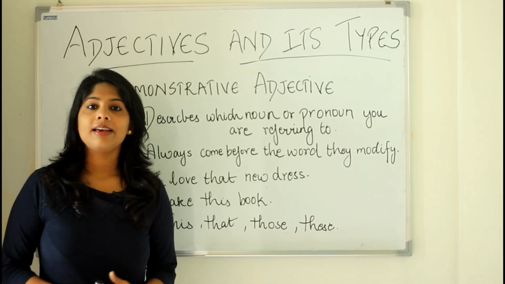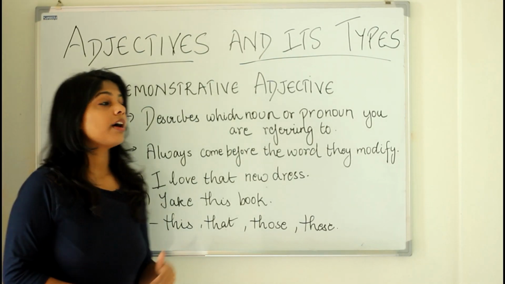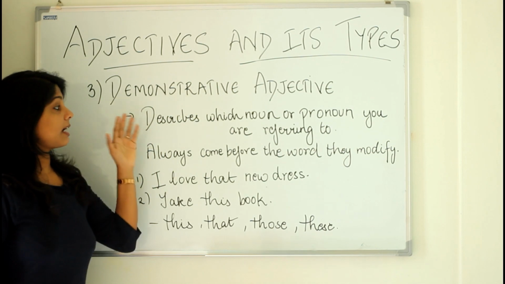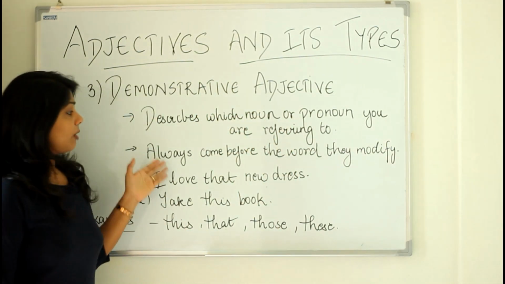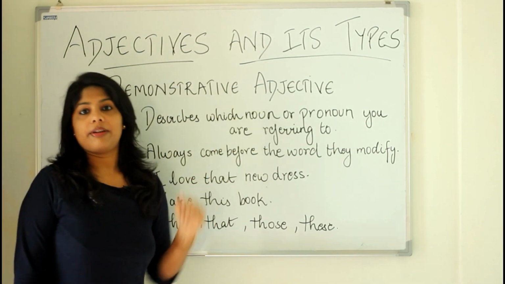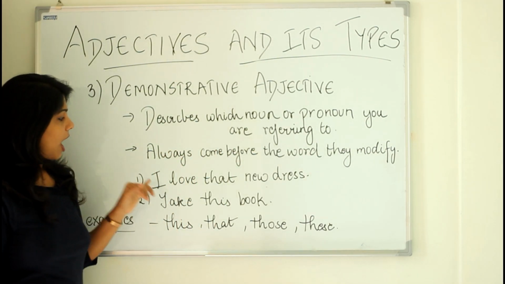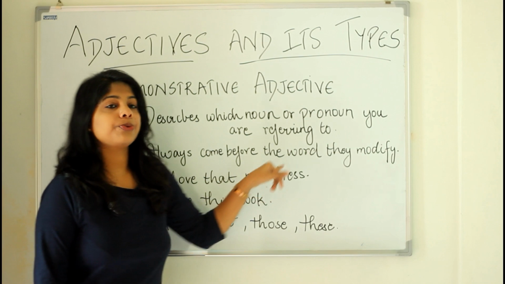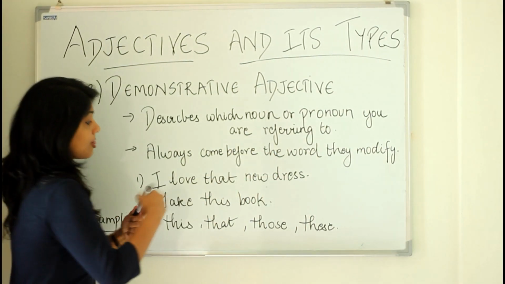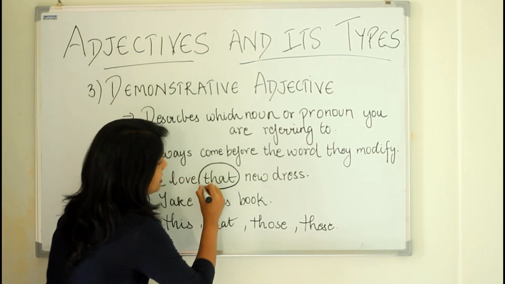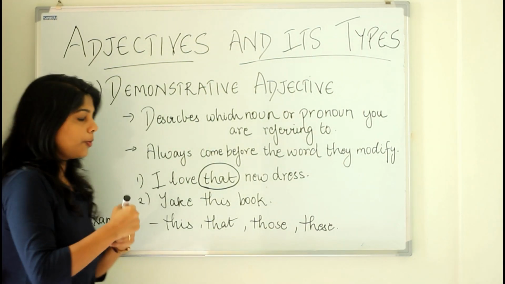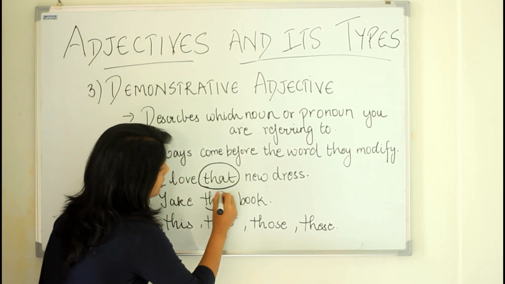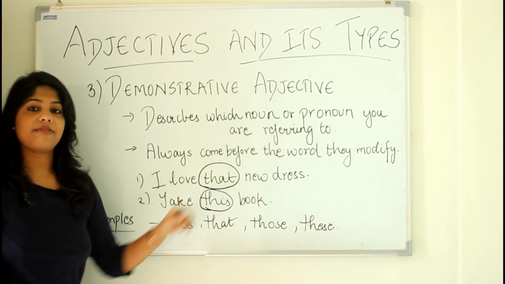The next one is the demonstrative adjective. A demonstrative adjective describes which noun or pronoun you are referring to. It always comes before the word they modify. For example, I love that new dress. Which one? That one. So that is a demonstrative adjective. Take this book. Which book? This book. So this is a demonstrative adjective.